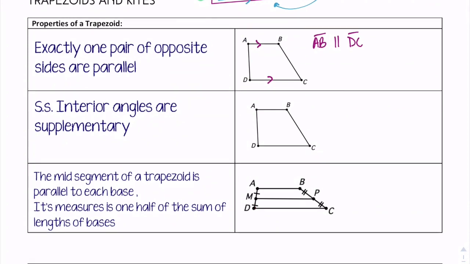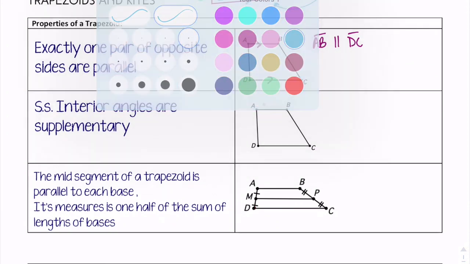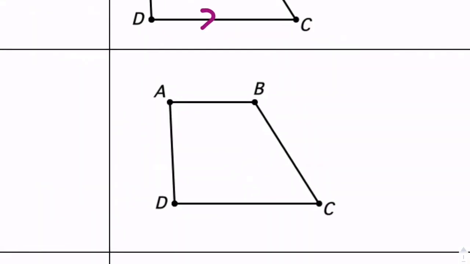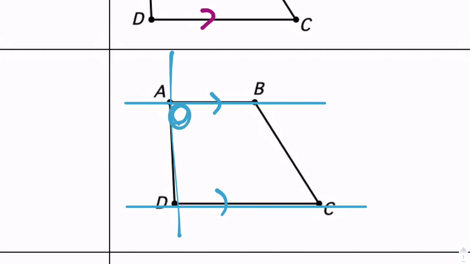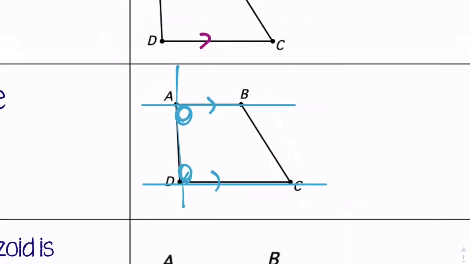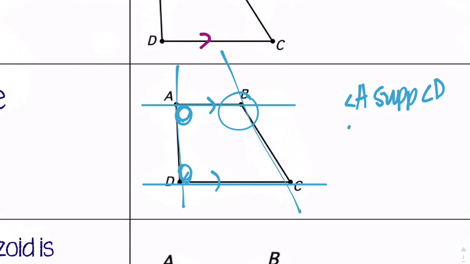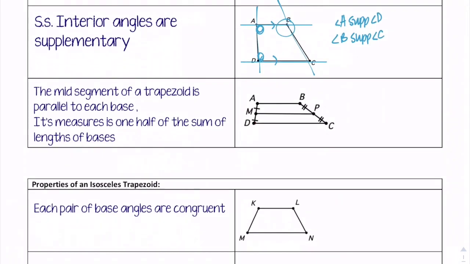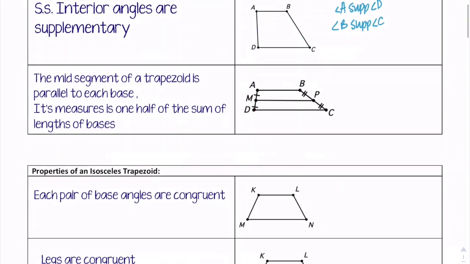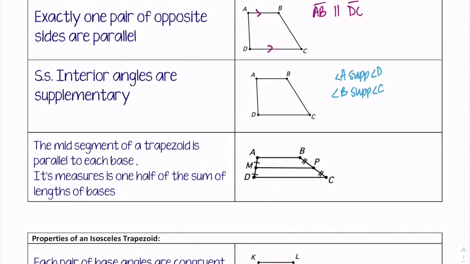So, same side interior angles are supplementary. So if we know that these are parallel here, then this could be a transversal, meaning these angles are same side interior, meaning that they are supplementary. So angle A is supplementary to angle D, and same thing here, this could be our transversal. Angle B is supplementary to angle C. So we have that. Now, those are the two technical properties of a trapezoid.